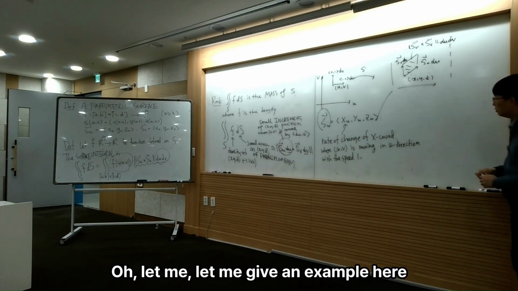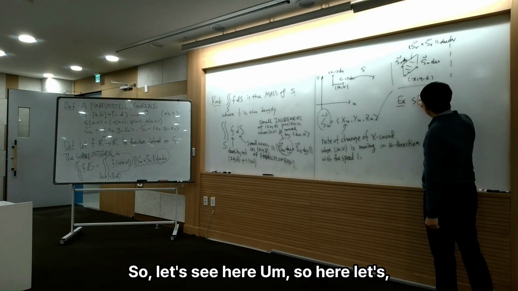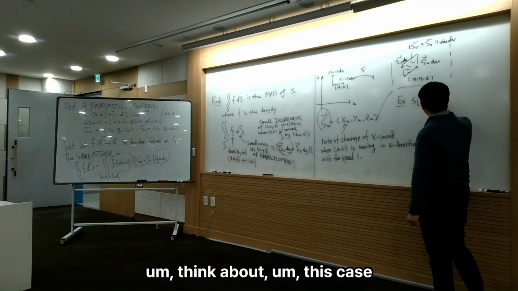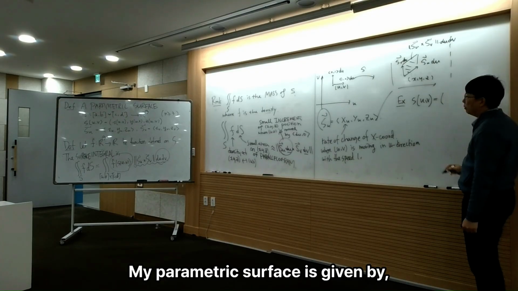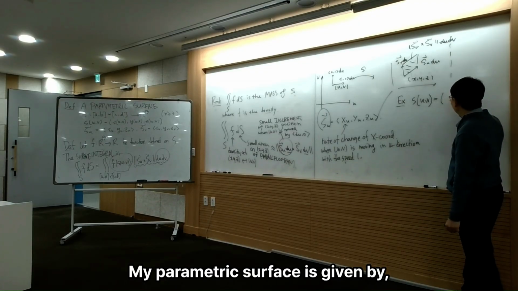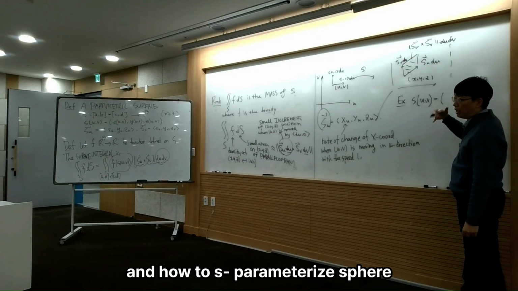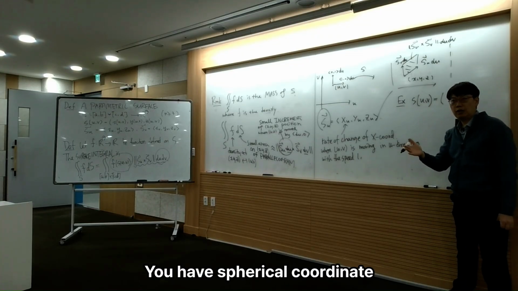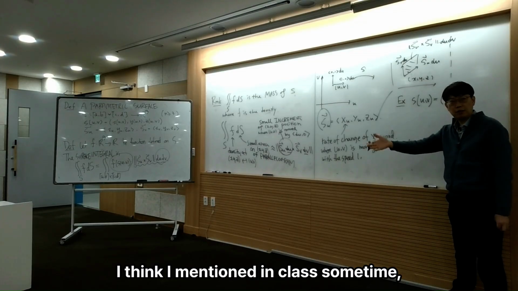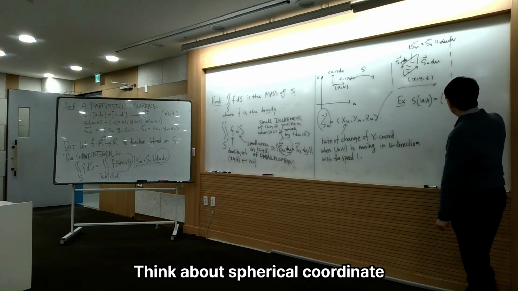Any questions? Oh, let me give an example here. So here, let's think about this case. My parametric surface is given by the sphere. So let's think about the sphere and how to parameterize it. I think in physics class you have spherical coordinates. I think I mentioned it in class sometimes. So think about spherical coordinates.